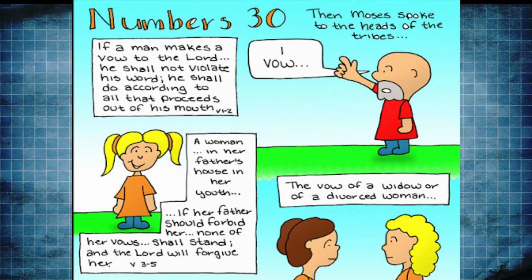Now, chapter 30. We get into now regulations and vows. They need to understand these regulations that had been given to their parents. Moses spoke, verse 1, to the heads of the tribes of the people of Israel, saying, this is what the Lord has commanded. If a man vows a vow to the Lord, swears an oath to bind himself by a pledge, he shall not break his word. He shall do according to all that proceeds out of his mouth.